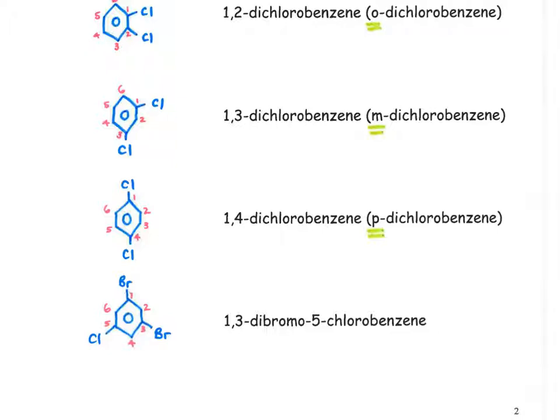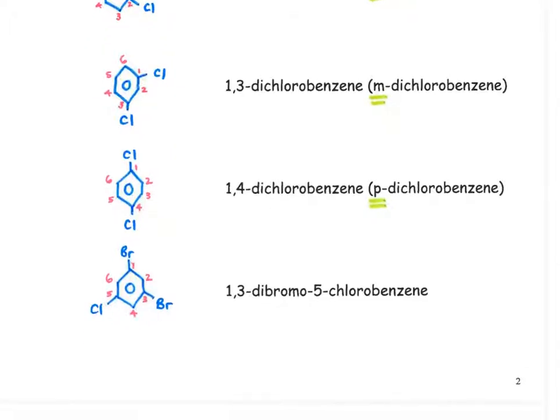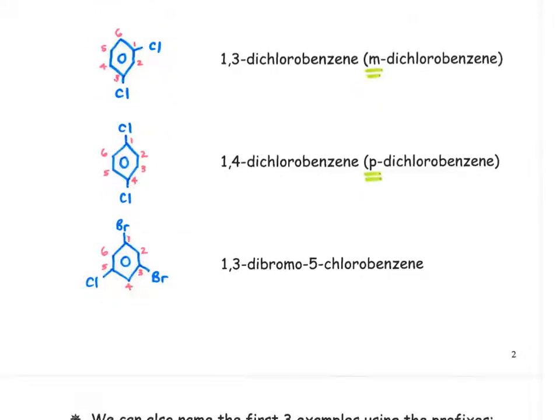When you have more than two or different side groups, we may not use our o-m-p method for naming. Instead, we're going to go back to just using numbers. And in this example, we have a 1,3-dibromo-5-chlorobenzene. Now, the question in this example is who gets the lowest number?